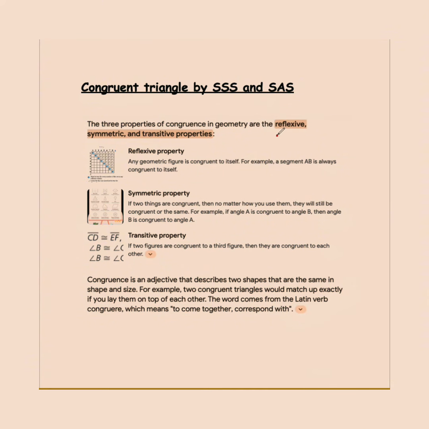So if I have been given a rectangle and I divide this rectangle into two parts by a diagonal and name it A, B, C, D, then AC, since it is being shared between the two triangles, will be congruent to itself.